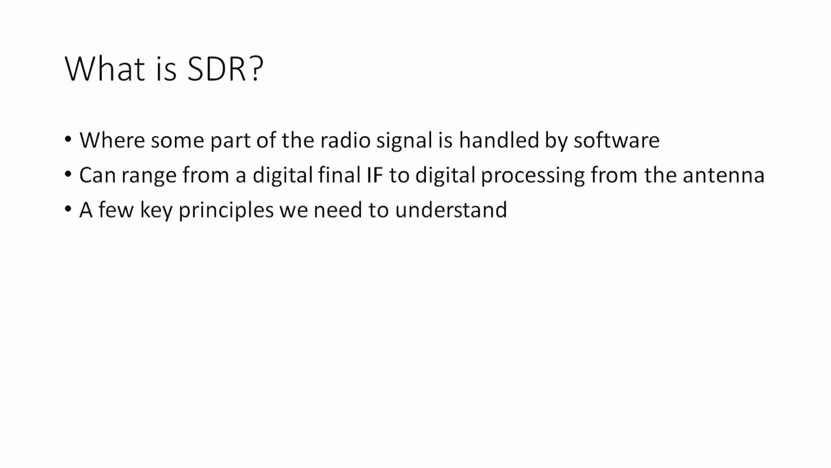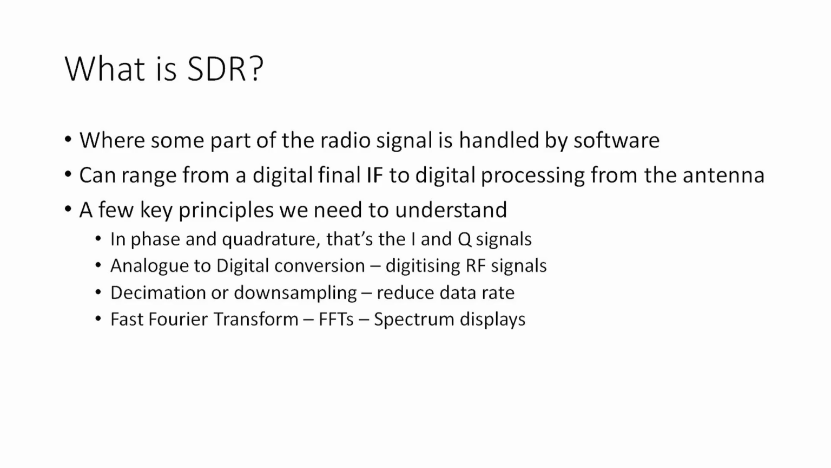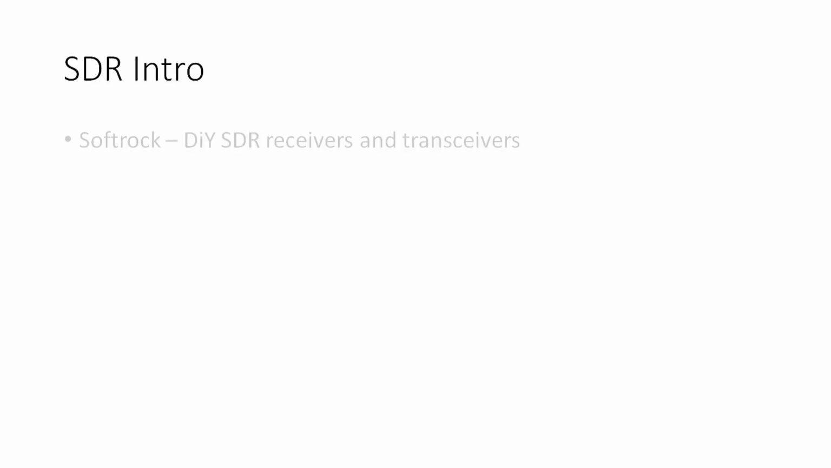But to understand SDR, there's a few principles we need to understand behind them. The first is about in-phase and quadrature signals, as to why they're important and why we use them. The second is the analog to digital conversion process, which is at the heart of SDRs. And also a bit about decimation or downsampling, how we downsample the signal. And then finally, fast Fourier transforms, which is how we get these wonderful spectrum displays that we all enjoy these days. I can't imagine life now without a spectrum display. We got so used to it.